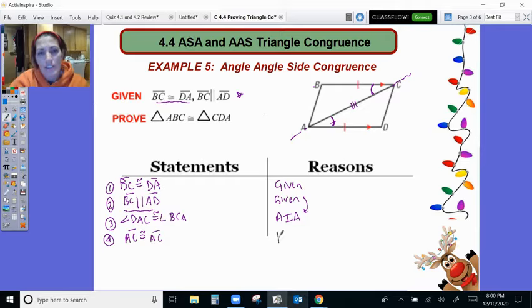AC is congruent to AC, and that's the reflexive property you're going to watch for. When you have the same segment or same angle that's equal to itself, it's a reflexive property. So here we have one part of my triangle that's congruent. I have a second part that flowed from the parallel lines, and a third part. 1, 2, 3 pieces. Now that I have those 3 pieces, I can come up here.